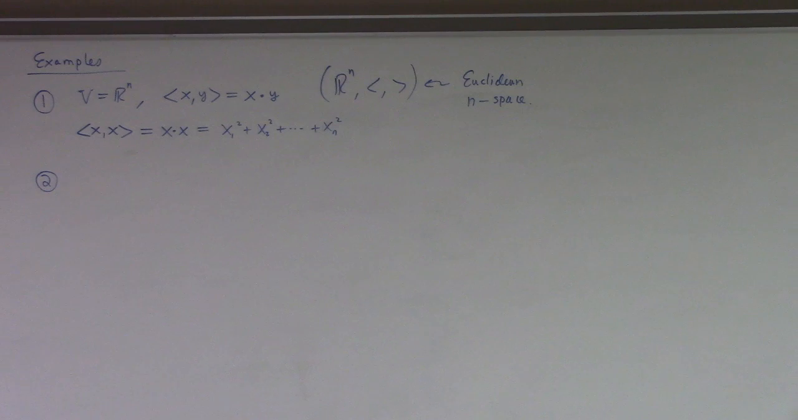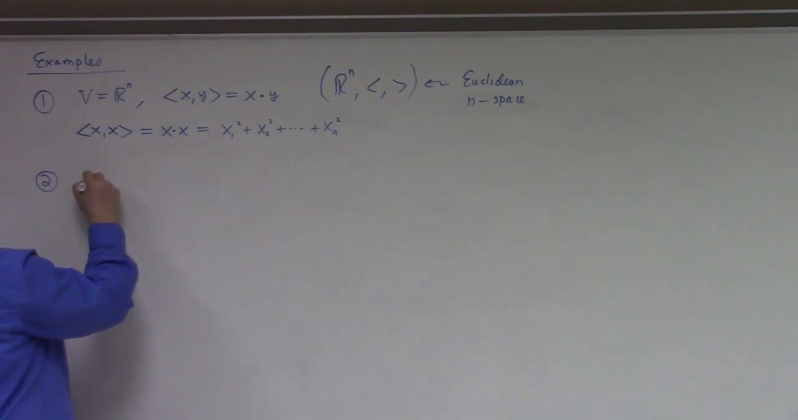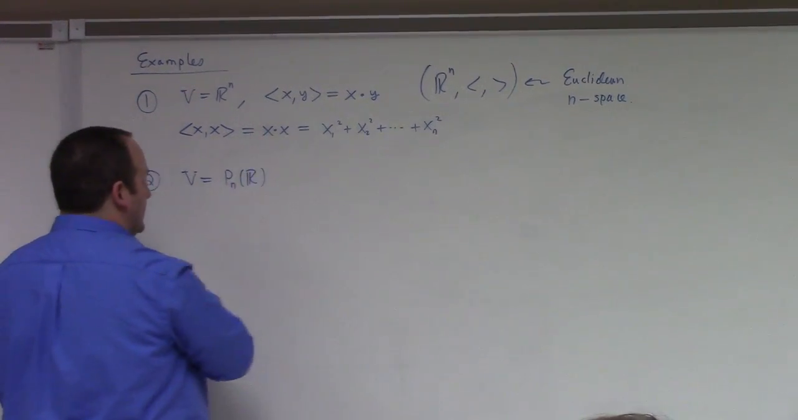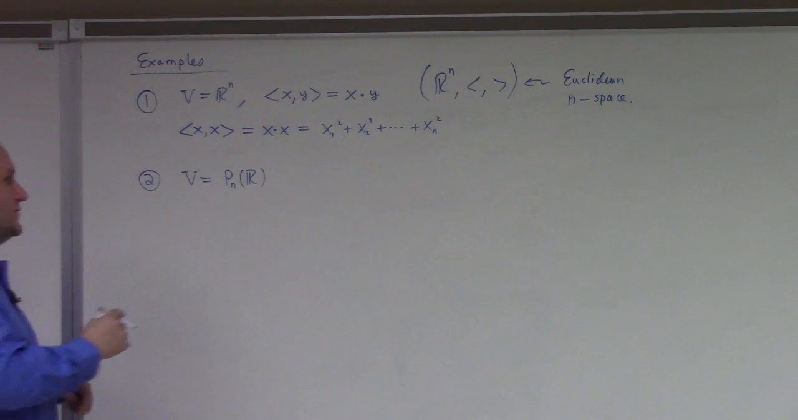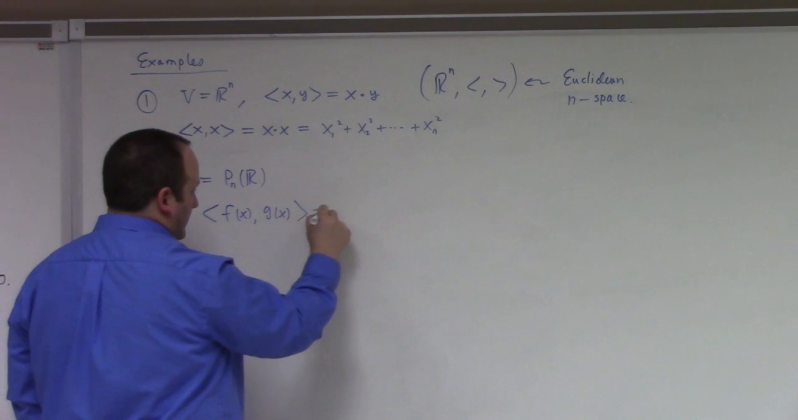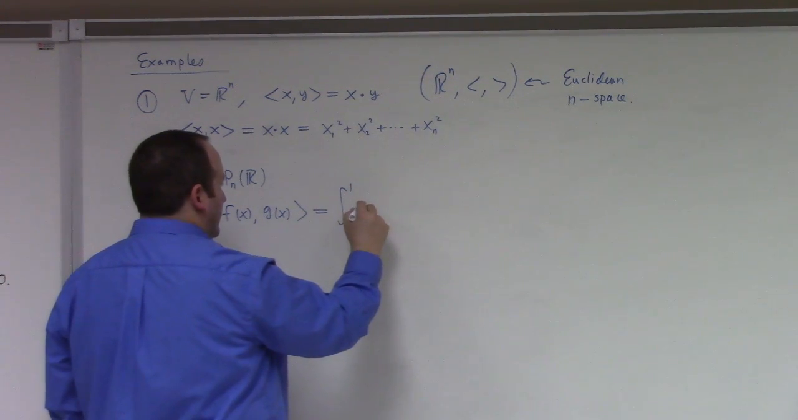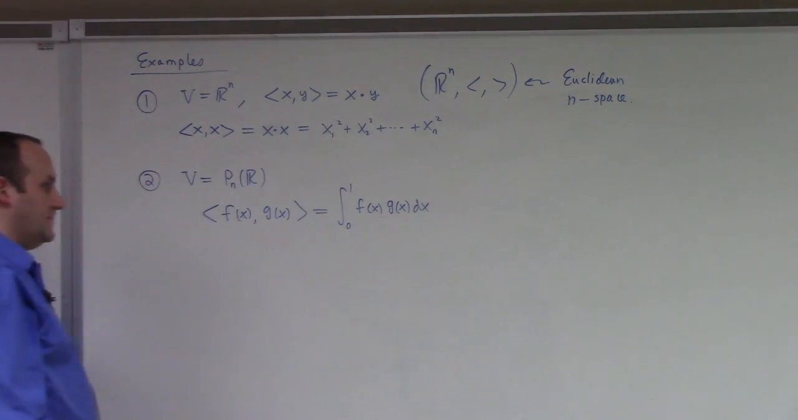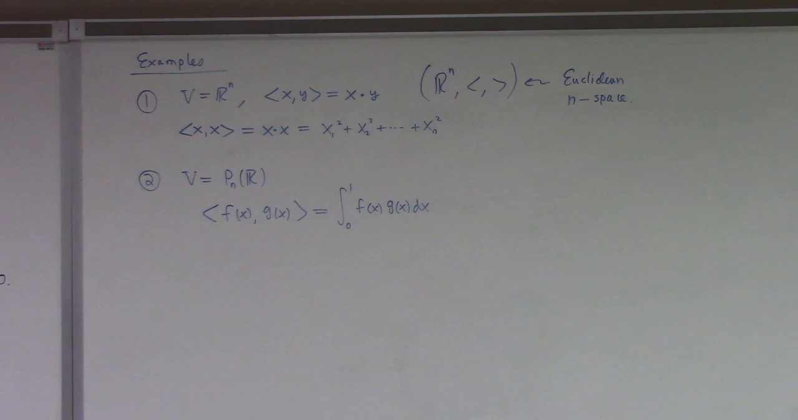Another example you could give, and this is a little bit more abstract, you could look at V equal to, say, nth order polynomials over the reals. You could define an inner product on those as follows: the inner product of f of x with g of x is equal to the integral from 0 to 1 of f of x times g of x dx. That actually defines an inner product on the set of polynomials. So anything I can prove generically just using these axioms for dot products is also true for these.